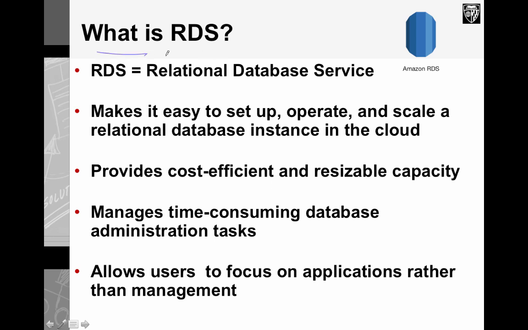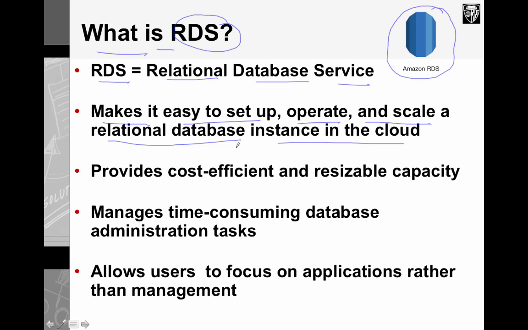So what is RDS? RDS stands for Relational Database Service. It is an AWS cloud service. This is the official symbol for RDS. It's a service that makes it easy to set up a database, operate a database, and most importantly, scale a relational database instance in the cloud. We don't really have to get any servers. We don't have to install any operating systems. We don't have to install any database. It's managed and ready to go for us.